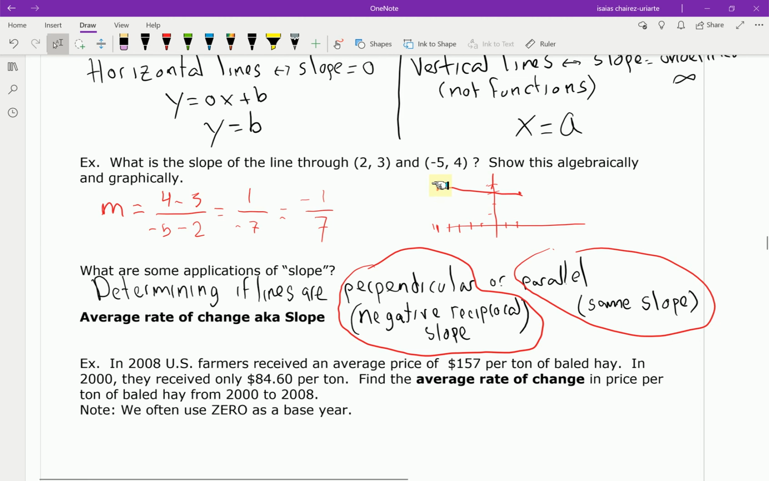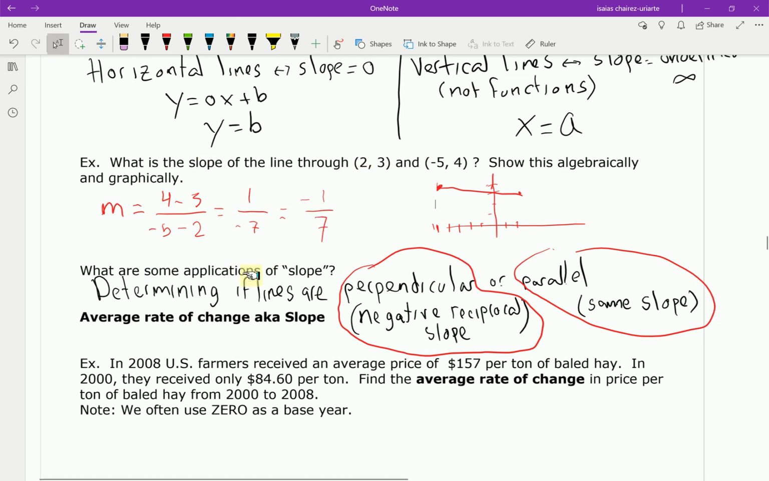Sorry, I'm starting at the point negative 5,4. If I am at the point negative 5,4, if I go down 1 and 7 to the right, you should agree that we end up at the point 2,3. That's what the slope is telling me. The steepness of the line. Okay, so hopefully we agree with this slope.